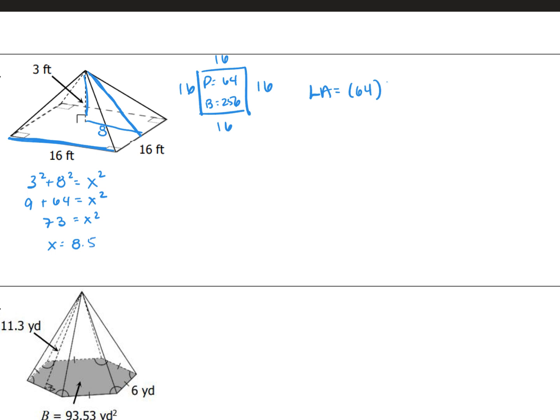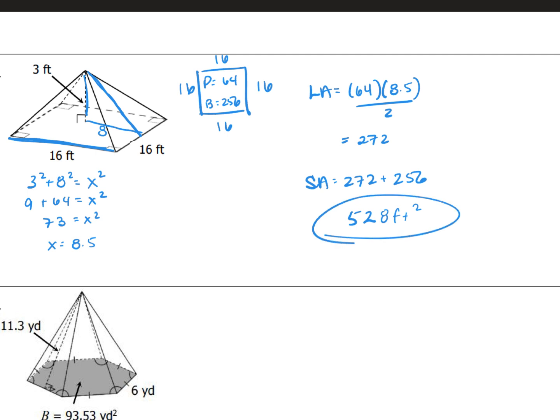Okay, so now I can plug that in. So 8.5 is my slant height, and then divide by 2. So when I do that in the calculator, we should get 272. And then surface area says take that answer plus the area of one base, so 256, for a total of 528 feet squared. So that's going to be our total surface area.